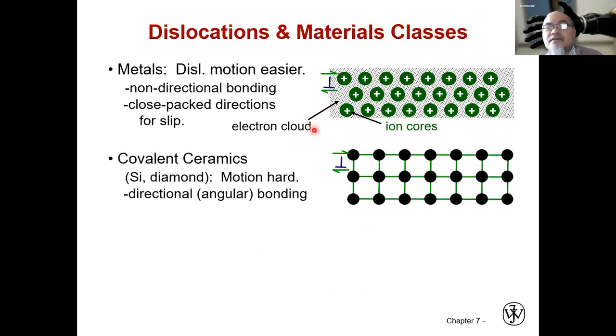In ceramics, however, which have covalent bonding, they are usually very strong. They are stronger than metals because covalent bonding is directional and angular. For example, in some materials like silicon or diamond, which have tetrahedral bonding, where the valence shells are completely filled, they bond with a perfect crystalline structure, so they are very hard, very difficult to break.